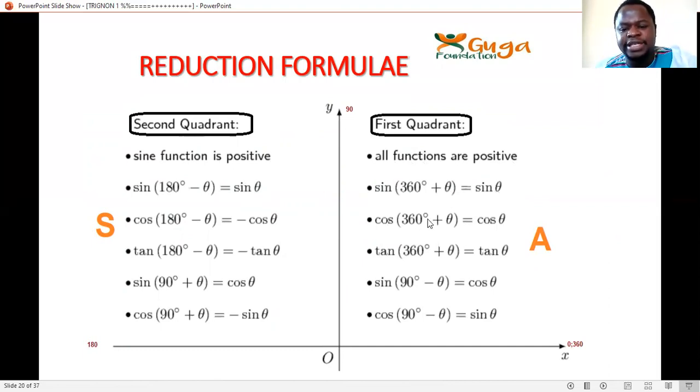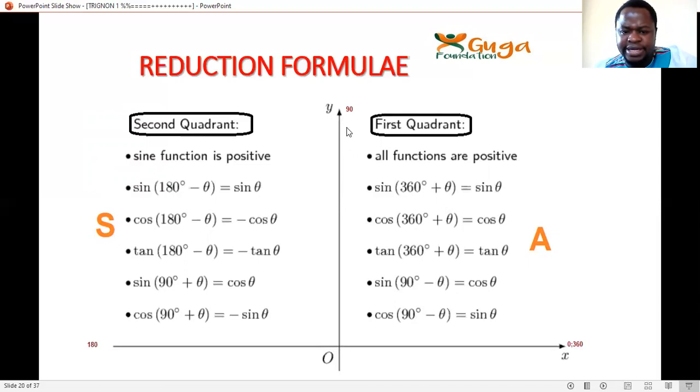So cos of 360 plus theta is in the first quadrant. Is cos there positive? Yes. Is it a cofunction? No. So it will remain the same. It will be cos theta. So tan of 360 plus theta is in which quadrant? It's in the first quadrant. Is tan there positive or negative? Positive. Is it a cofunction? No, it does not change.